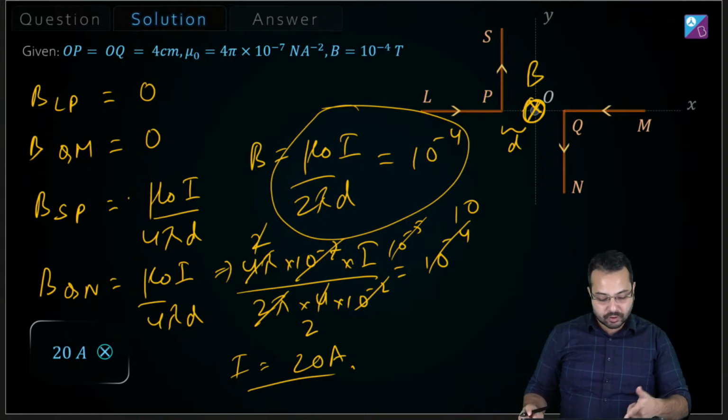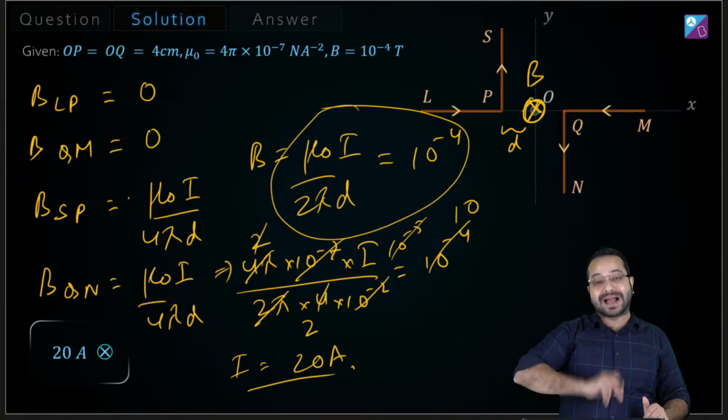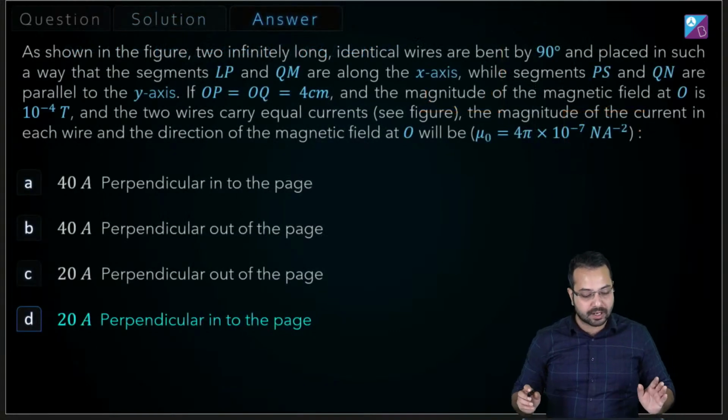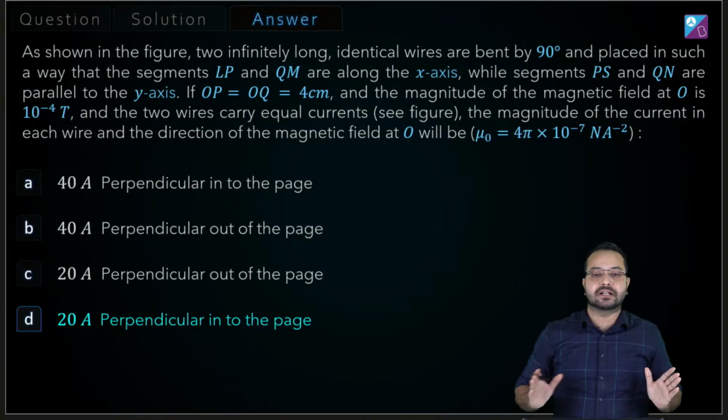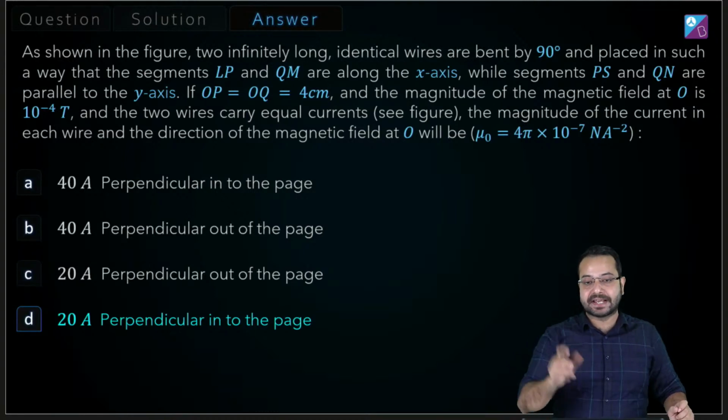Okay. So the value of current is going to be 20 ampere, and the direction of the magnetic field is going to go into the plane of the screen. Okay, so option D is going to be our correct option. Is that clear, guys? Alright, so that is it for this session.